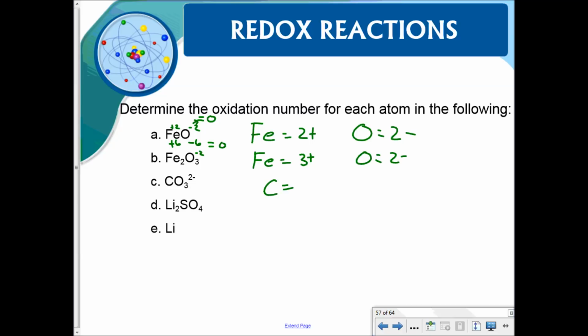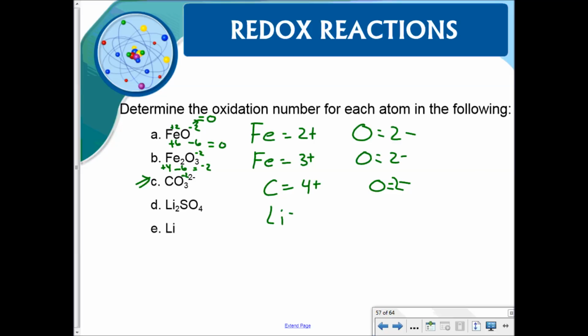Carbonate, CO₃. Now, this is an ion. Its overall charge is -2, so it's not going to be equal to 0. We know oxygen is 2-, and with three oxygens, this is -6. So what number plus -6 gives you -2? The carbon must have a +4 charge, or 4+ charge.